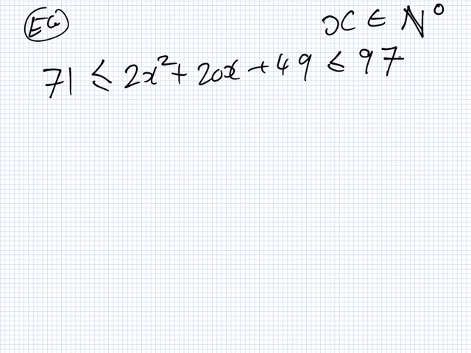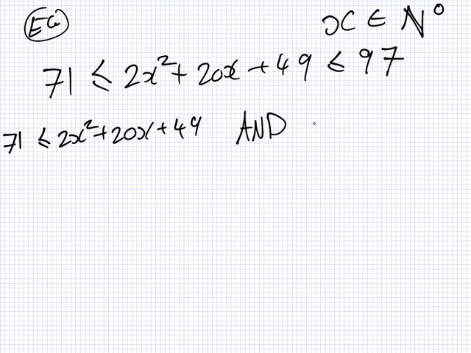Okay, so the way to deal with these is you must break them up into two problems. So you have 71 less than or equal to 2x squared plus 20x plus 49, and 2x squared plus 20x plus 49 less than or equal to 97.